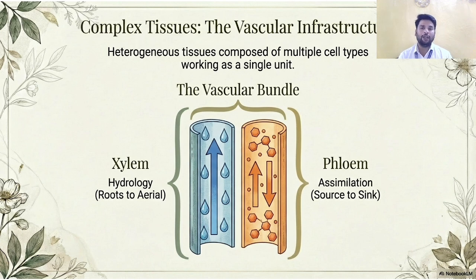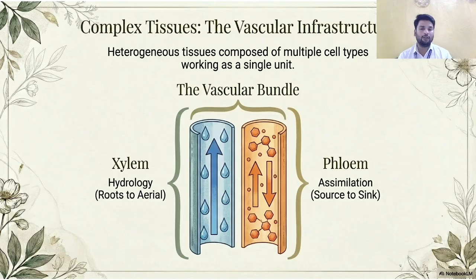Okay, they are heterogeneous in origin because they are composed of multiple types of cells. That's why they are heterogeneous in nature. They are composed of multiple cell types working as a single unit. In the vascular bundle, xylem is hydrological, from roots to aerial parts. They conduct water and minerals from the root to the aerial parts of the plant. Phloem is assimilatory in nature because it provides food from the source to the sink. That is, from the food manufacturing part to the part that requires it, known as a sink, from the source. Okay.